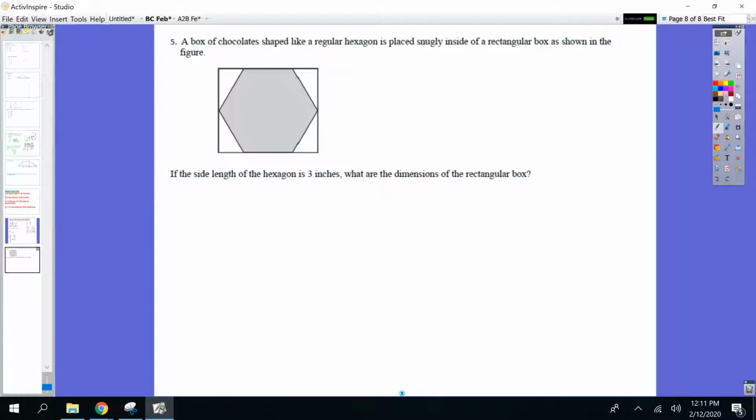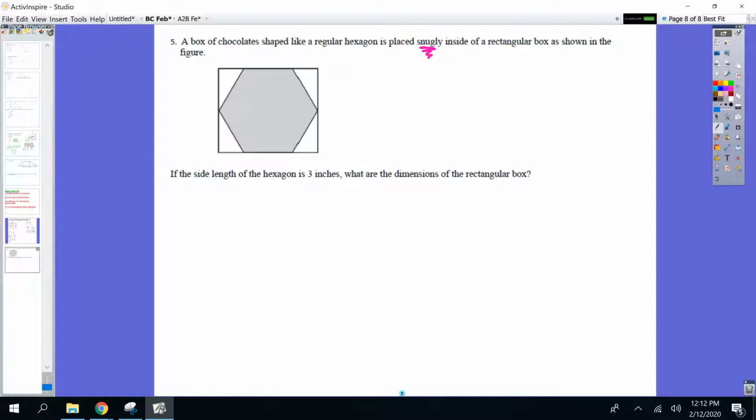Two reasons why I'm going to do number 5 with you. Number 1, it's slightly difficult. And the second reason, probably the most important reason, is that this problem uses the word snuggly in it. So why not? It's not loose. It doesn't fit perfectly. It's snuggly. That's a key to the problem, snuggly. And it's a box of chocolates and Valentine's Day on Friday, so there you go. I guess it's pretty close.